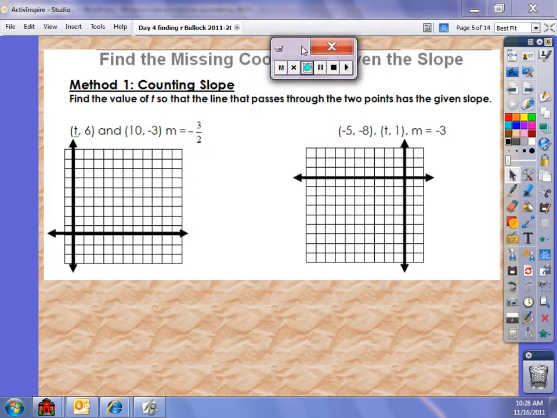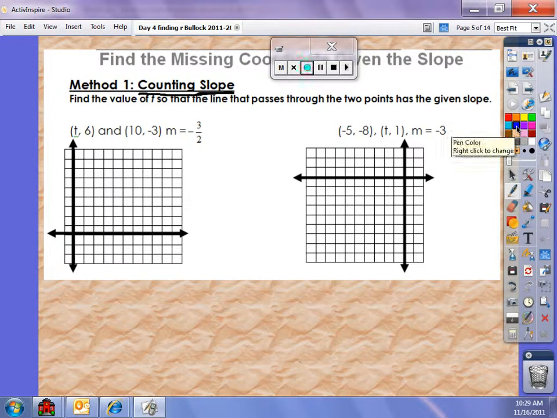Okay, so one of the things that we've done recently is figuring out a missing coordinate when we're given a slope and another point. So we talked about two different ways to do this. The first method was by using a graph and by counting the slope. So what we're going to do is use what we know to find what we don't know.